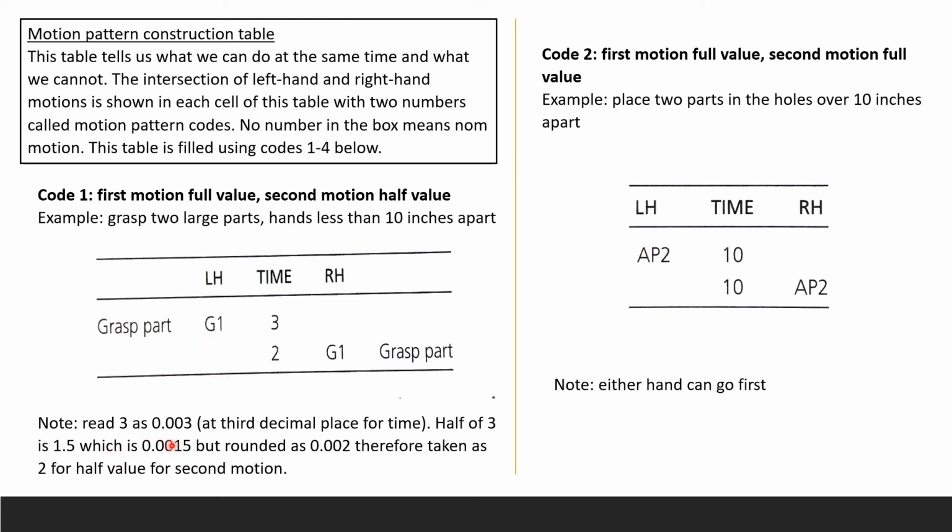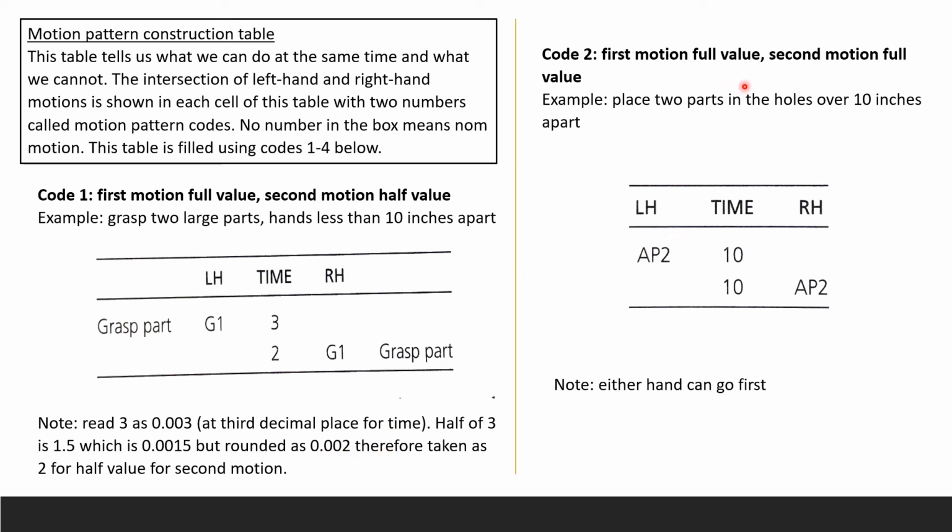So read 3 as 0.003 at third decimal place 4 times. Half of 3 is 1.5, which we're going to translate to decimal unit and you get 0.0015. But rounded as 0.002, okay, our rounding system again, this 5. Therefore, taking us 2 for half value for second motion. So that's how we get the second motion, half value. The first motion, full value, 3. The other one is 0.0015, but we usually take a rounded number, so pay attention to that.